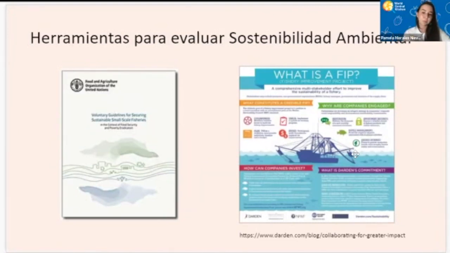So the seafood buyers make a commitment to certifications, ratings, or fisheries in a FIP.